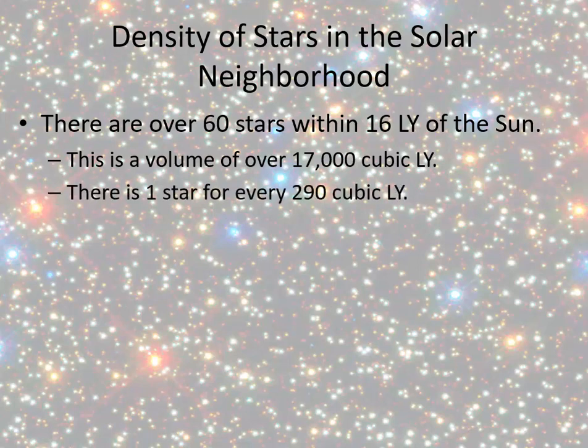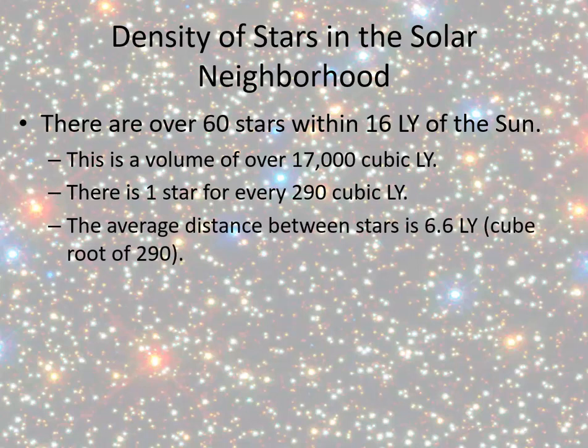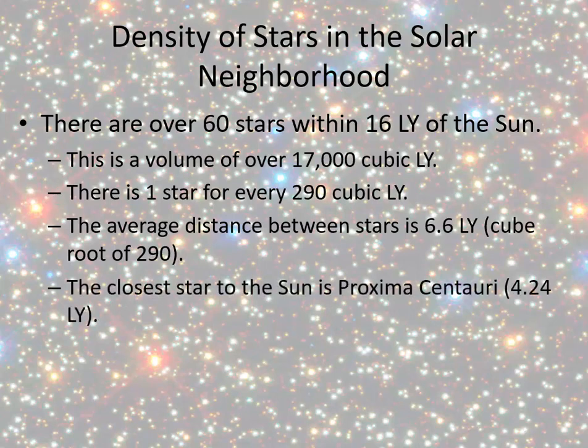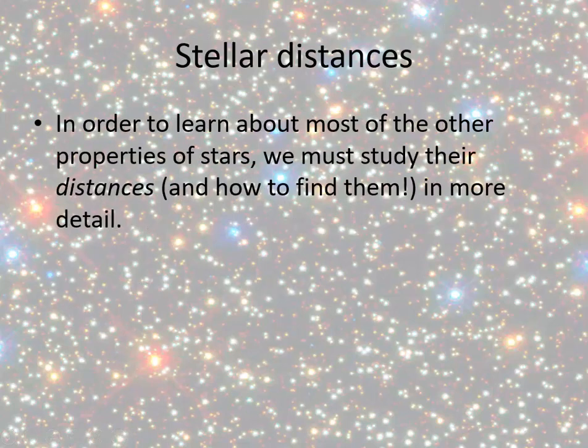So that gives you one star for every 290 cubic light years. And just doing some rounding here, taking the cube root of 290, we find that the average distance between stars is about 6.6 light years. So the closest star to our sun is Proxima Centauri at 4.24 light years, and we'll have more to say about that soon. Now, how do we know these distances?